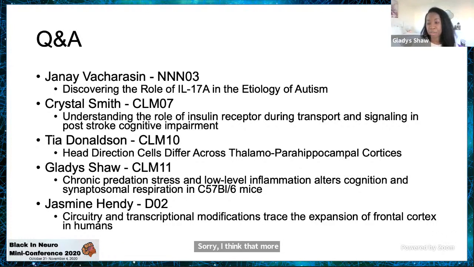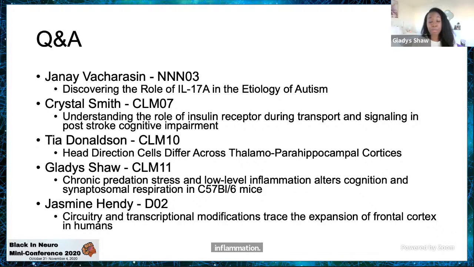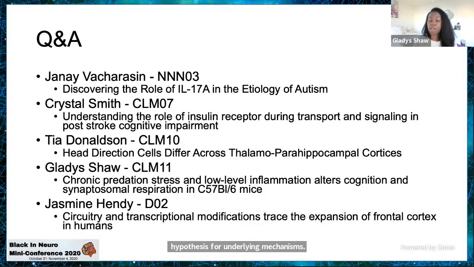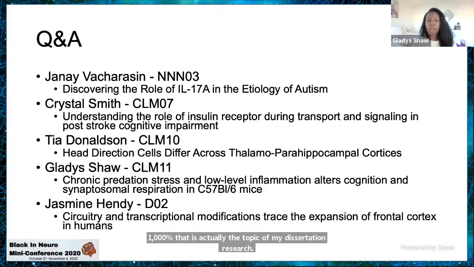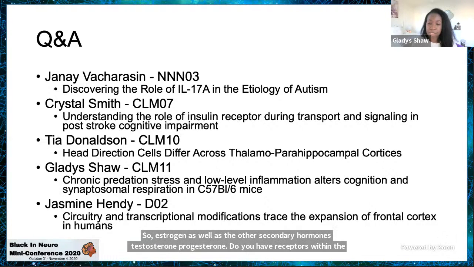1000%. That is actually the topic of my dissertation research. So estrogen, as well as the other sex steroid hormones, testosterone and progesterone, do have receptors within the mitochondria, and they activate certain feedback mechanisms between the nucleus and the mitochondria to drive transcription of nuclear and mitochondrial DNA. So I do think that either estrogen is driving this or testosterone is not driving this, alternatively, to show these sex-specific differences.